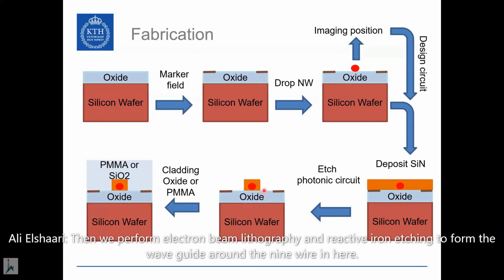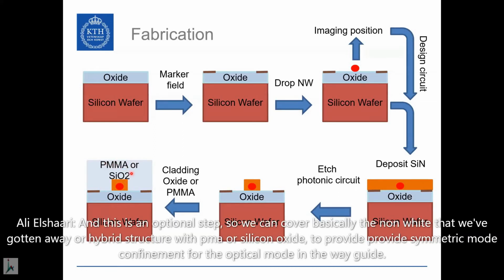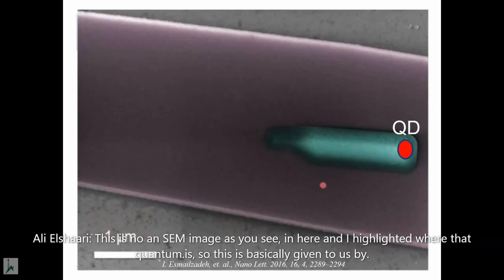Then we perform electron beam lithography and reactive ion etching to form the waveguide around the nanowire in here. And this is an optional step, so we can cover the waveguide-nanowire hybrid structure with PMMA or silicon oxide to provide symmetric mode confinement for the optical mode in the waveguide. This is now an SEM image, as you see in here, and I highlighted where the quantum dot is.